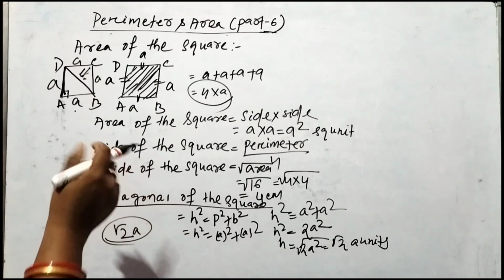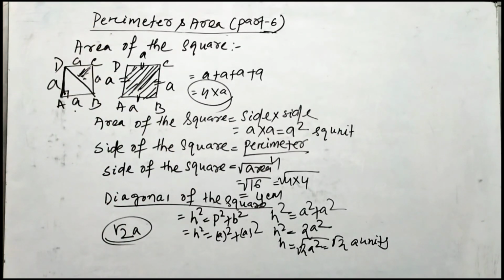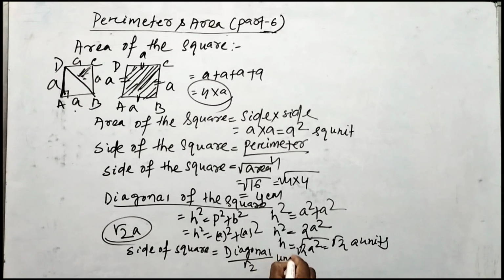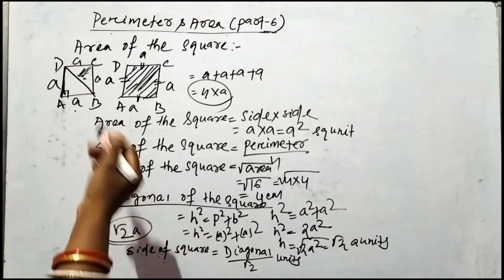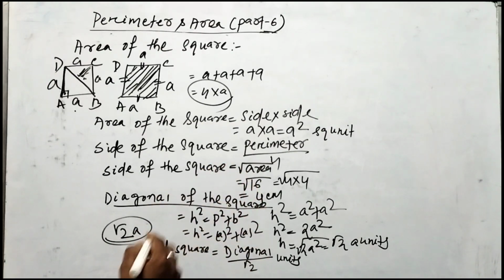Then if the diagonal is given, how to find the side of the square? Side of the square is equal to diagonal by root 2 units. This is the formula you can use to find the side, area, perimeter and diagonal of the square. Also, if the diagonal is given, you can find the area of the square.